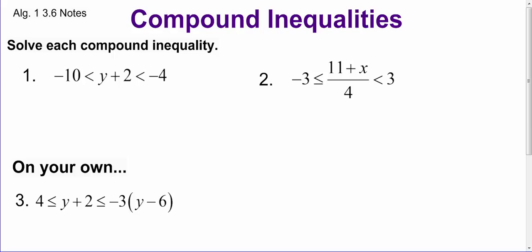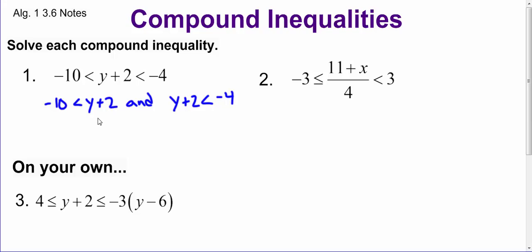Now, let's go ahead and do some learning. So compound inequalities. I'm going to show you two methods to solve compound inequalities like the ones you see here, number 1 and 2. The first one is the method that will work all the time. And what we're going to do is actually break this compound inequality apart. So we're going to say negative 10 is less than y plus 2. And whenever you see the compound inequality written like this, there's an implied word and, it's in between them. So and y plus 2 is less than negative 4.